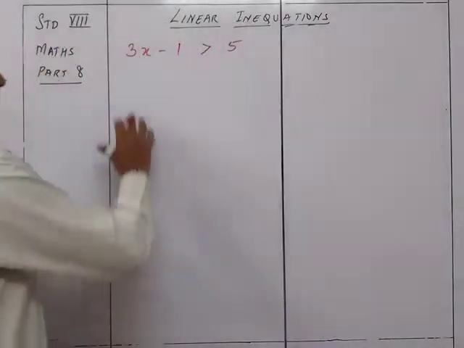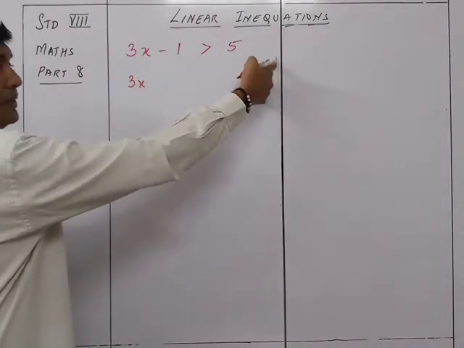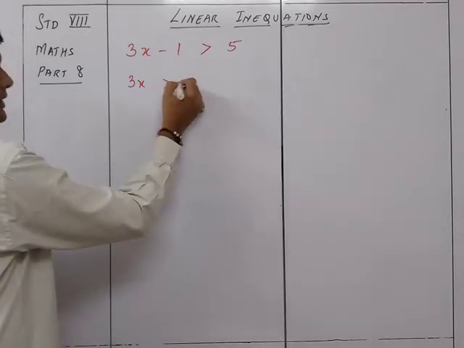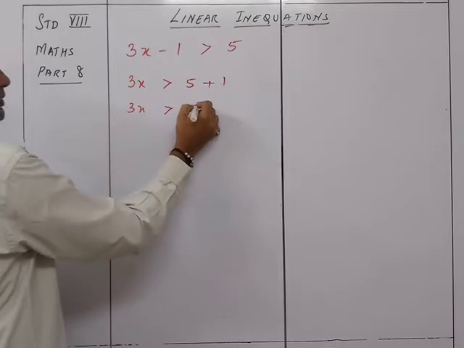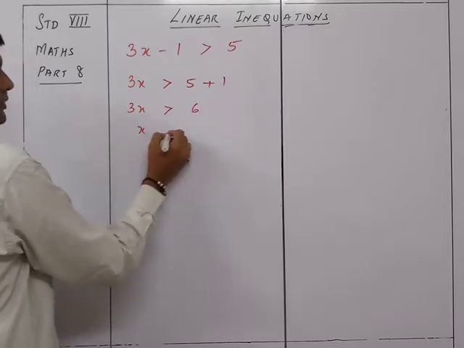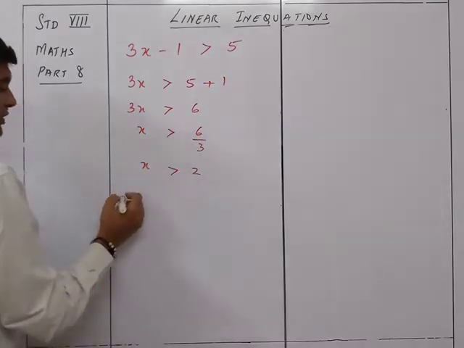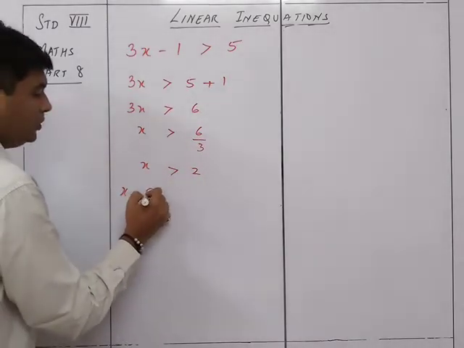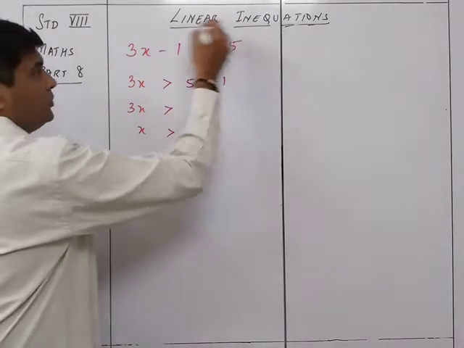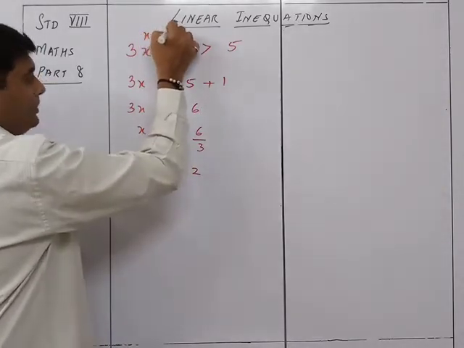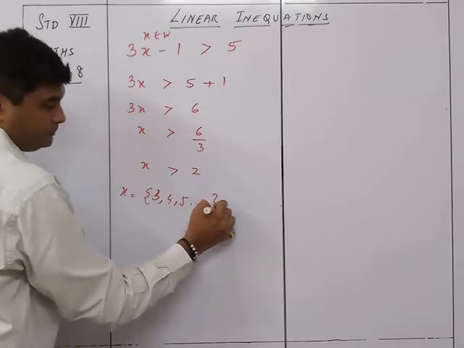So first of all, this one. 3x, minus 1 goes over here, becomes plus 1, right? So same way, greater than 5 plus 1. So it is 3x is greater than 6. So x is greater than 6 upon 3. So x is greater than 2. Therefore the solution set, x is greater than 2, and we'll take it as a whole number. So we'll say x belongs to whole number. So it will be 3, 4, 5 and so on.